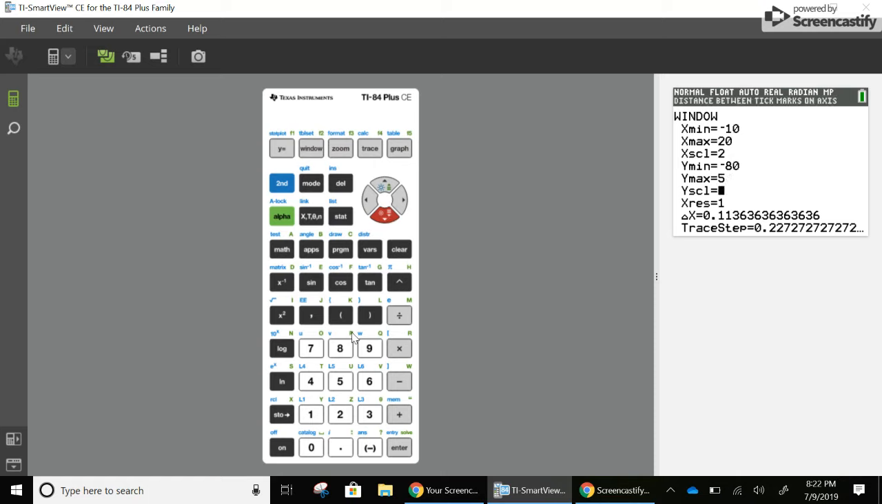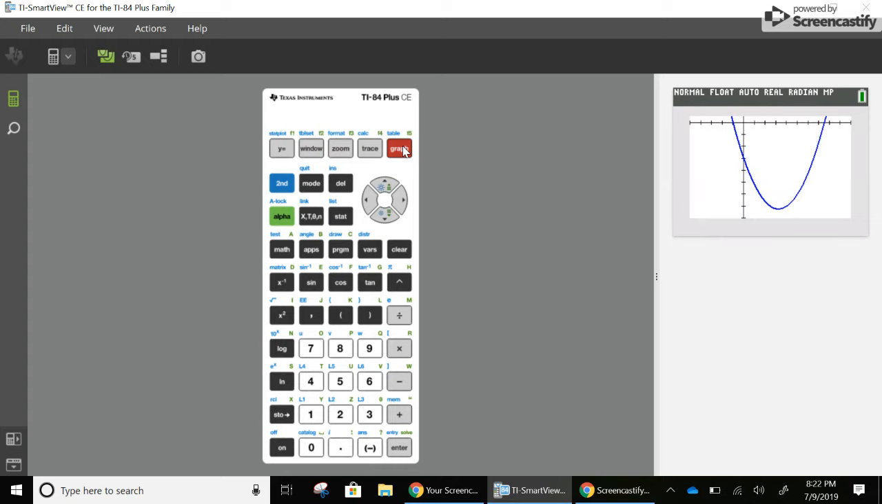And then our scale, we're going to go ahead and say it is 10. So it's going to count by tens. Each line's worth 10. So we're going to hit graph. All right, so there we go. And so we have our graph here.